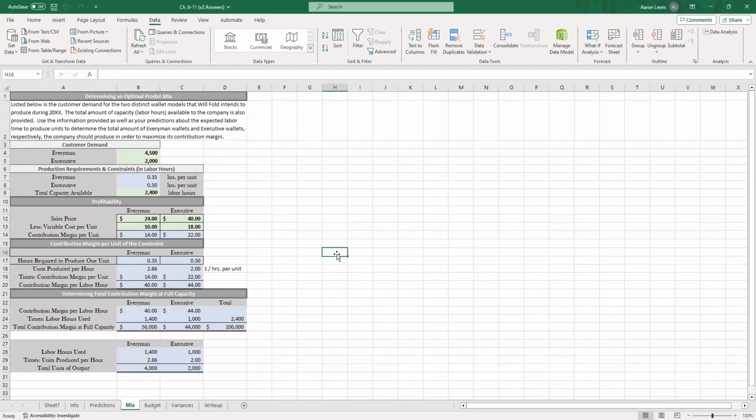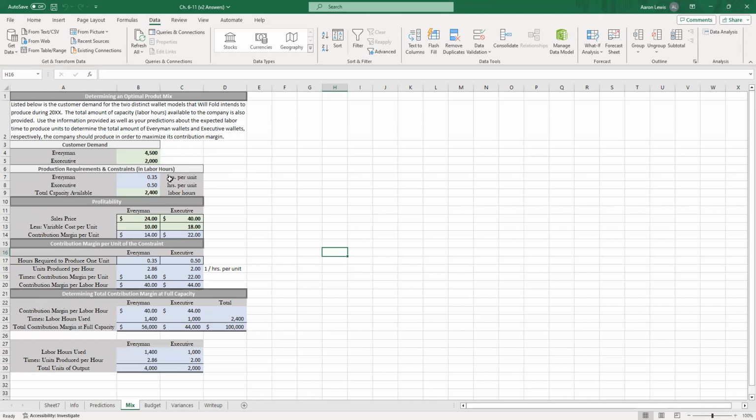We are given, in this instance, the customer demand for each one of these units, which is the max amount of those units that we would produce. If we produce a unit beyond the 4,500 Everyman or the 2,000 executive, we don't think we can sell it, and there's no point in making units that we can't sell. Well, let's use that information as well as our production requirements to figure out what our optimal mix is.